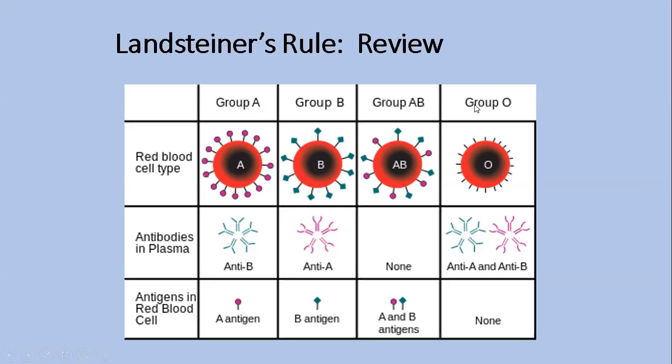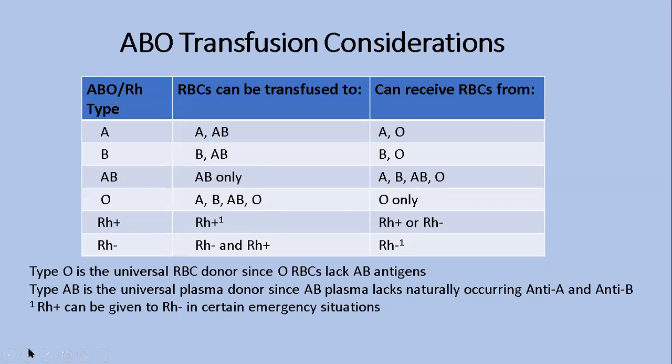Lastly, group O. We know group O lacks both A and B antigens. What that means is they are going to have both antibody against A and antibody against the B antigen. Group O, we know from last time, is the universal red cell donor. Since they lack A and B antigens, giving these red cells to any blood group will not cause harm. Okay, and that's basically our wrap up. So hopefully that makes sense from last time.